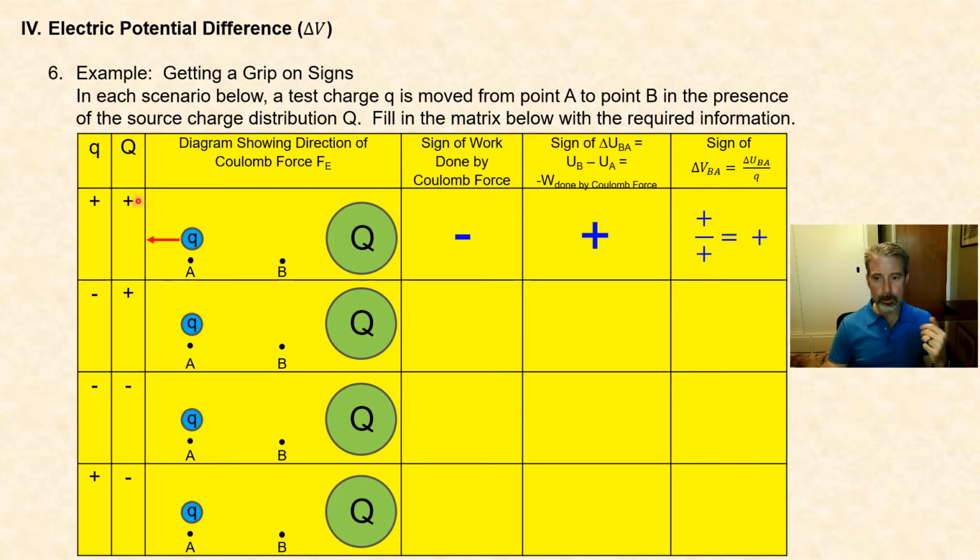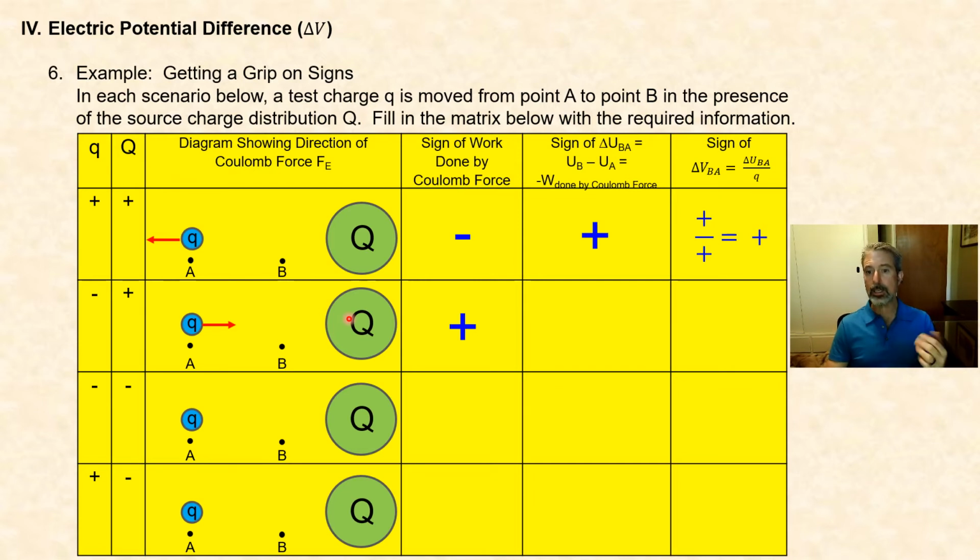So let's continue this process. We'll speed it up a little bit here. For our second scenario, our source charge distribution is still positive, but now the field charge that we're moving is negative. Well, we know that a negative field charge would be attracted to a positive source charge, in which case the Coulomb force points to the right, and the work done as that charge moves from A to B is going to be positive. The work done by the Coulomb force will be positive, right? The force and the displacement are in the same direction.